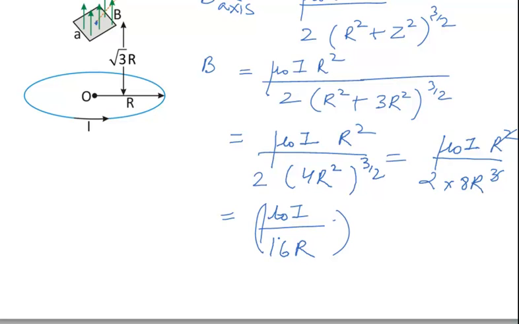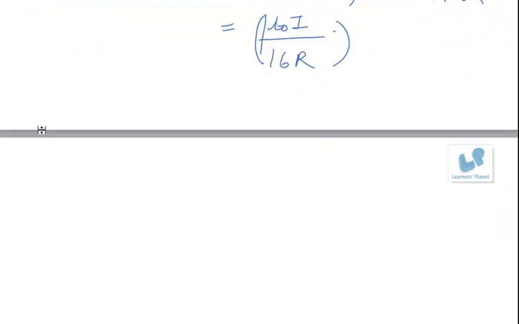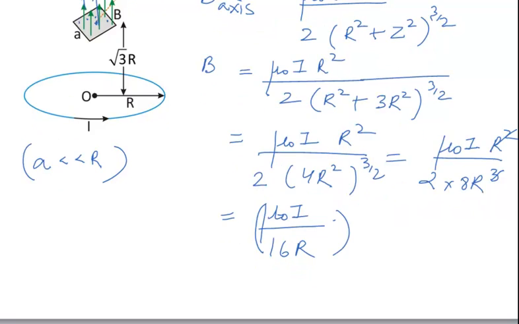16r. Now since it is given that the value of A is much less in comparison to the radius r, we can assume that the magnetic field will not be much different in magnitude at each and every point through the loop, and all of them will be parallel to each other. So the area vector n will be making an angle of 45 degrees with the magnetic field.